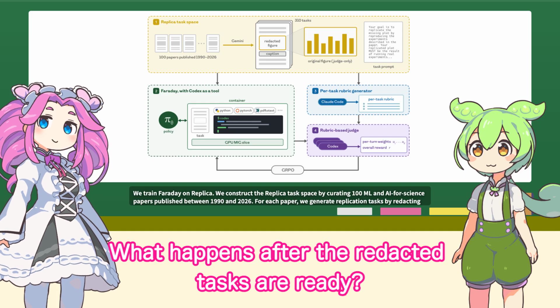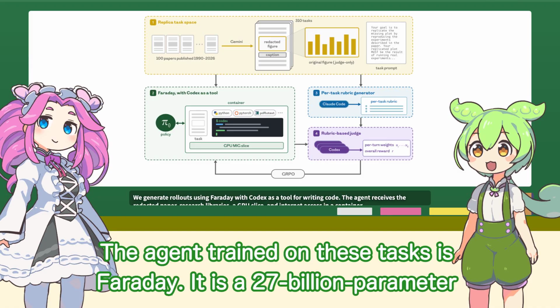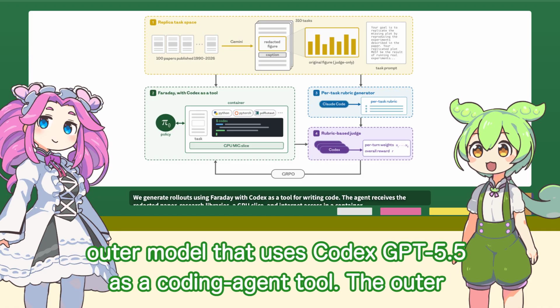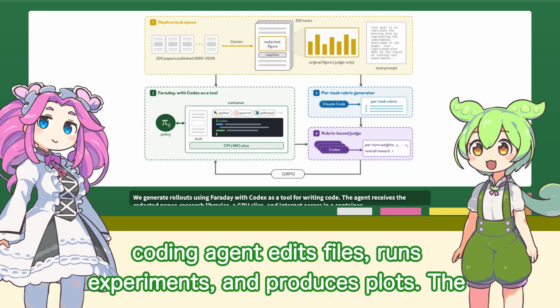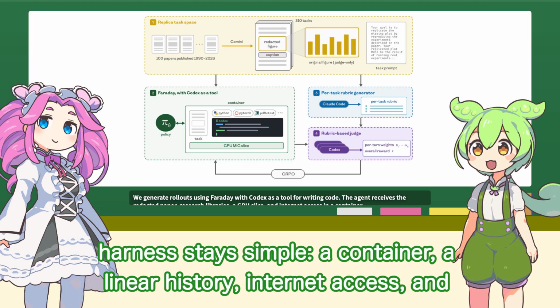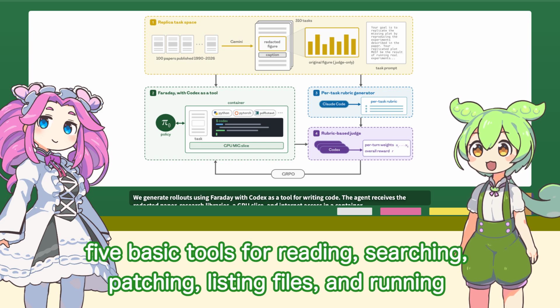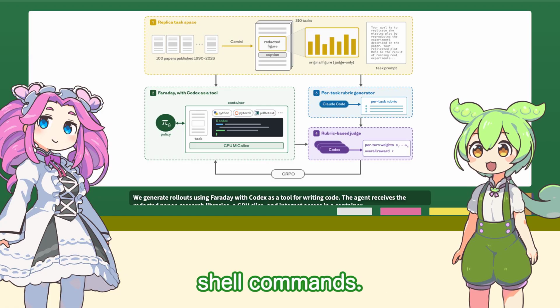What happens after the redacted tasks are ready? The agent trained on these tasks is Faraday. It is a 27 billion parameter outer model that uses Codex's GPT 5.5 as a coding agent tool. The outer model decides what to investigate and how to spend the budget, while the coding agent edits files, runs experiments, and produces plots. The harness stays simple: a container, a linear history, internet access, and 5 basic tools for reading, searching, patching, listing files, and running shell commands.